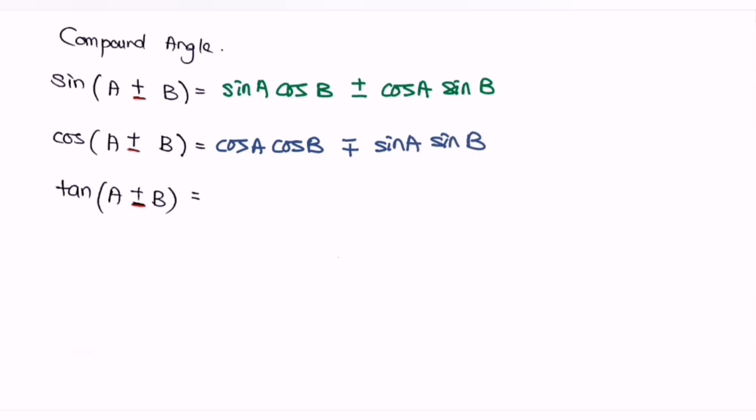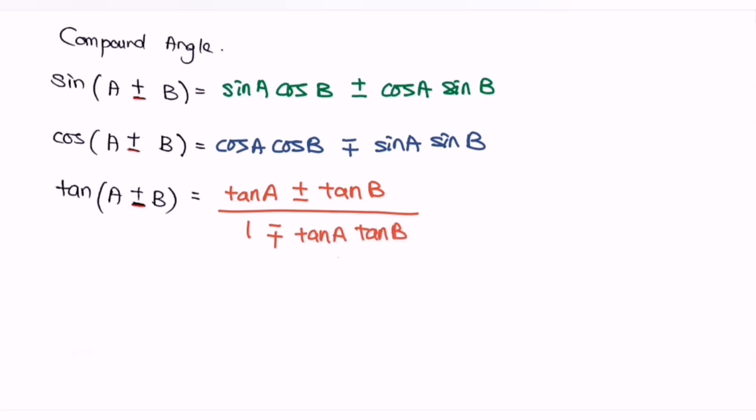The third one, we have tan(A plus minus B). So here we have the formula: tan A plus minus tan B over 1 minus plus, the opposite situation, tan A tan B. So here we have the compound angle. Next we are going to use the compound angle for the sine and cos to understand the situation for R expression.